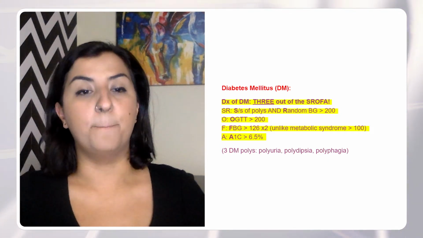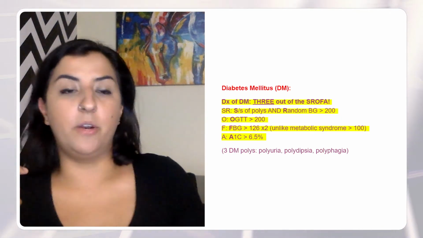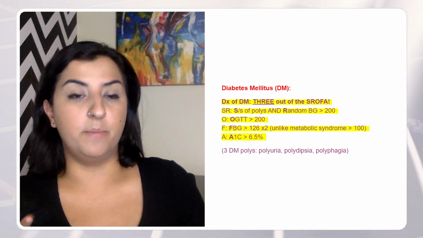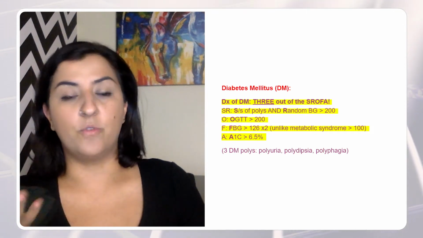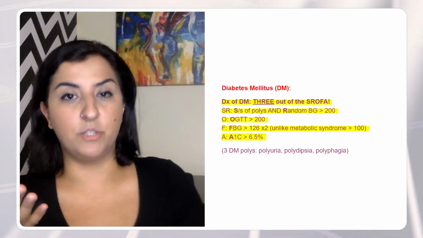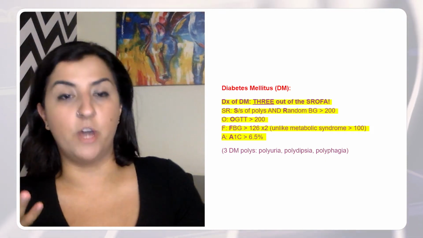Okay. I wrote a little note there about comparing this with metabolic syndrome. Metabolic syndrome diagnosis is over 100 fasting. So the fasting blood glucose for metabolic syndrome is over 100.